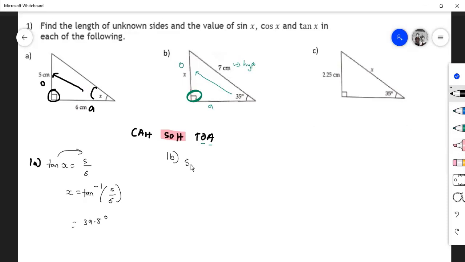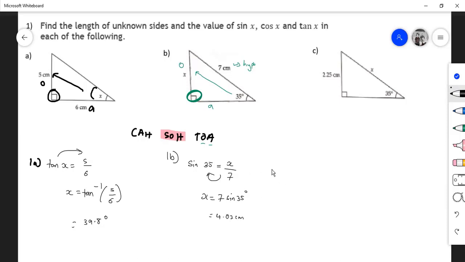Okay. So sine 35 equals x over 7. If I want to find x, it will be 7 sine 35. I can just press it in my calculator and I get 4.01. It's three significant figures, so we can make it 4.02 cm.